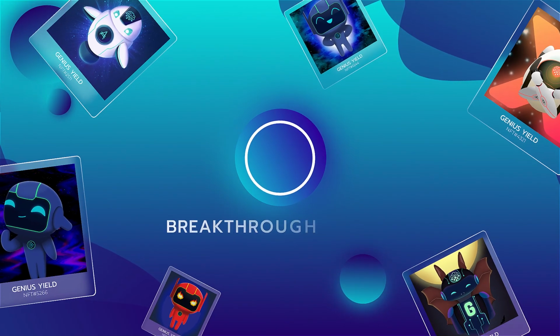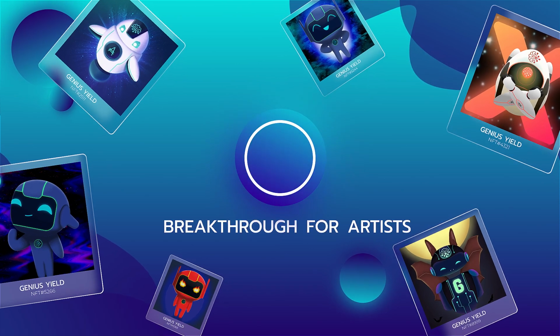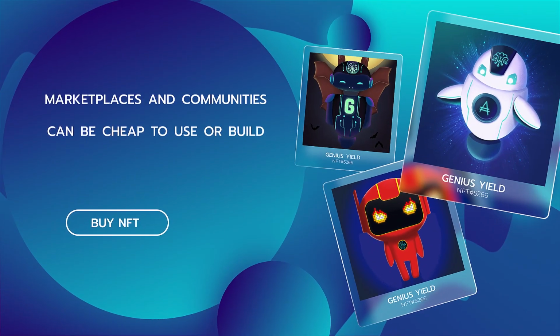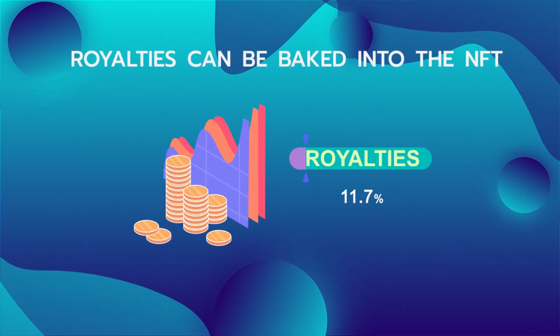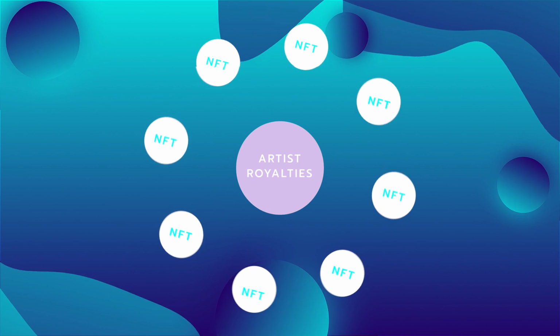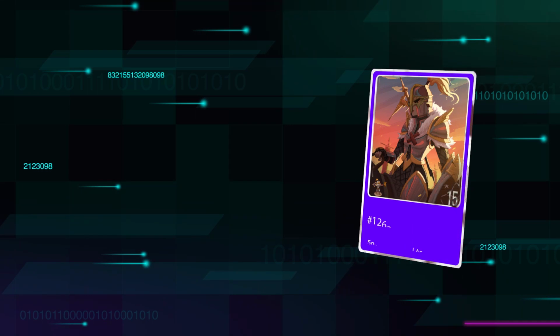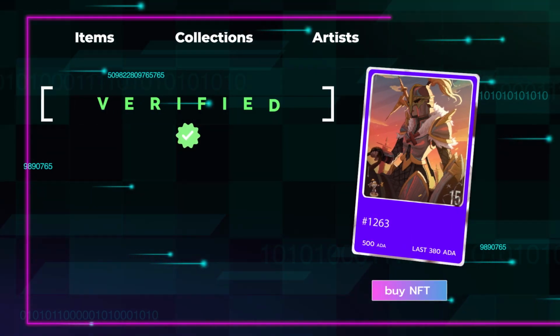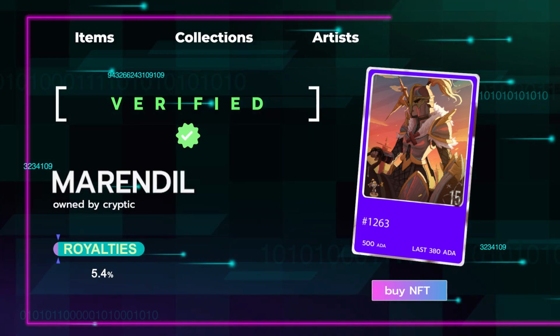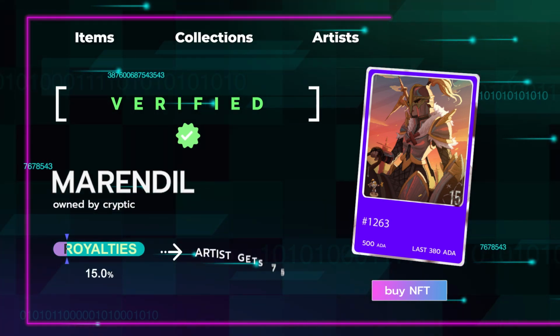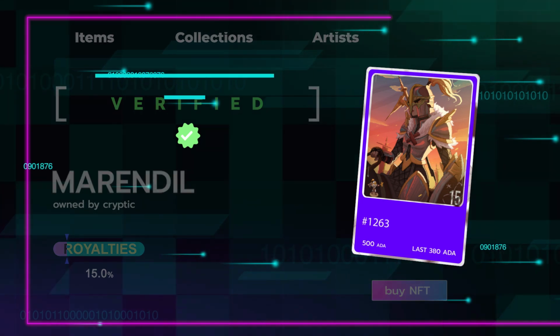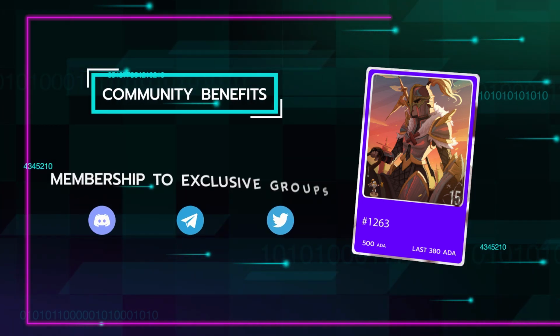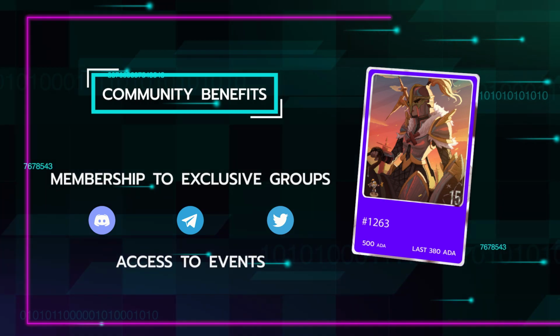In many ways, NFTs are a breakthrough for artists, as marketplaces and communities can be cheap to use or build, and royalties can be baked into the NFT, so that they can continue to receive a percentage of the resale price each time the piece changes hands. The buyers can be equally rewarded by easily identifying if the art is verified, and knowing exactly how much of their money is going directly to the artist. Ownership of NFTs can also come with community benefits, like membership to exclusive groups or access to events.